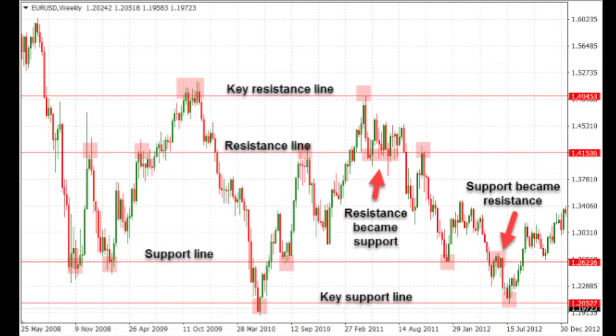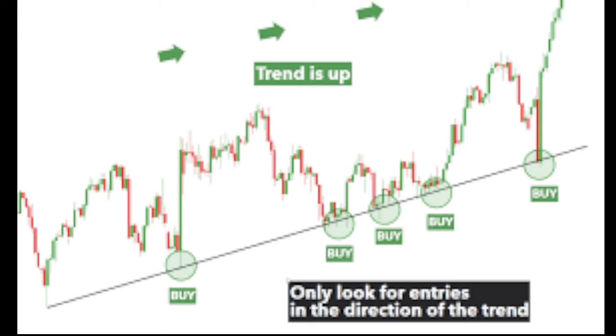So if we go on to the next one. Wait, before I go on to the next one, let me say that so far we've talked about horizontal support and resistance lines. The next thing we can have is a trend line support and resistance. So you can see in this one, instead of it following a certain price, it's following a trend line up. So you can see every time it's bounced off of this trend line.